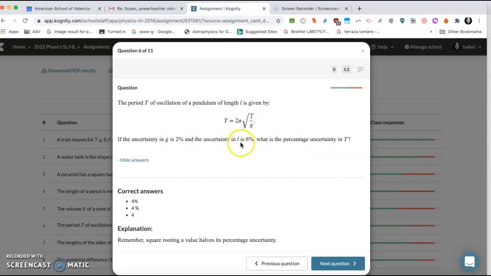If the percentage uncertainty in L is 6 and g is 2, we are dividing these two quantities. So what we need to do is add their percentage uncertainties. So we add 6 plus 2 to give us 8. But L over g is to the power of a half. So 8, which is the percentage uncertainty here, times a half gives us 4. So you multiply by the power.